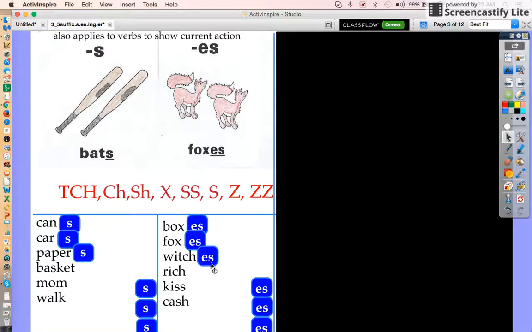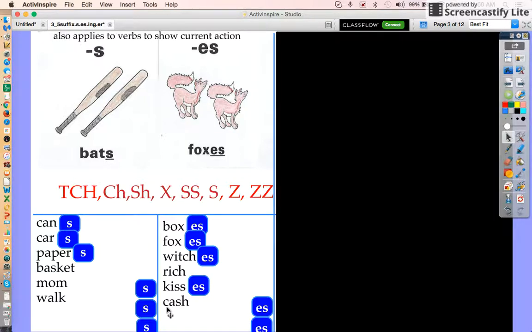Let's move down to some verbs, okay? Down here we have the word kiss. Kiss ends in a hissing sound like a snake would make. So if we want to make kisses, we add es. My mom kisses my dad goodbye. Kisses could also be a noun, as in, I want lots of kisses from my baby.